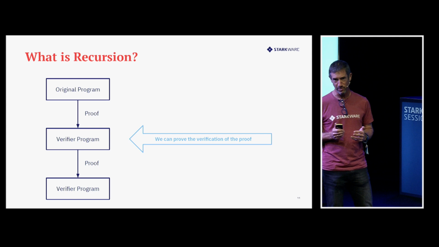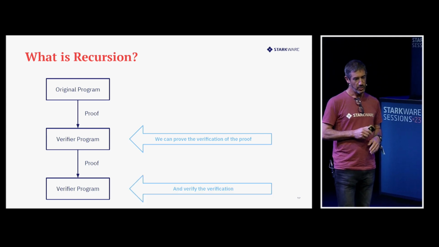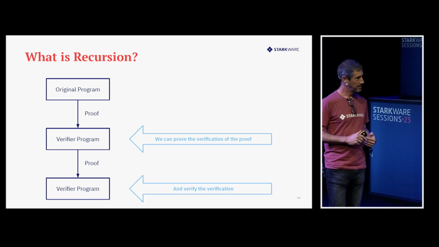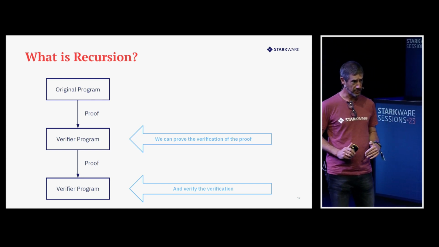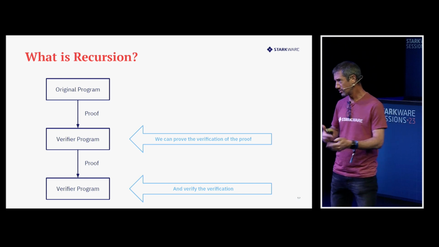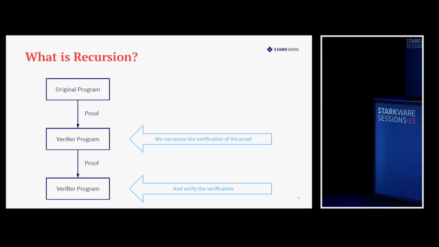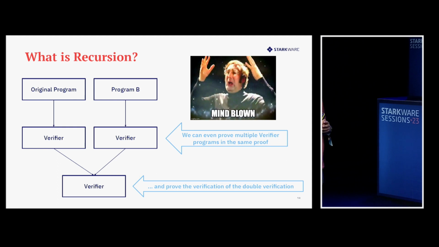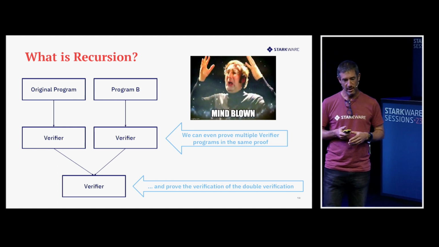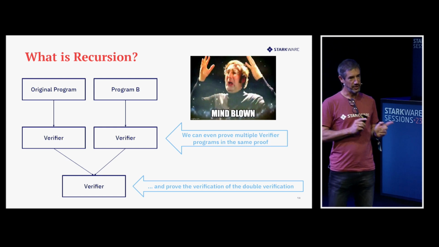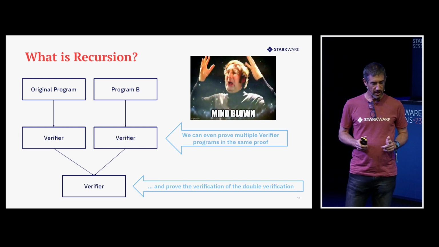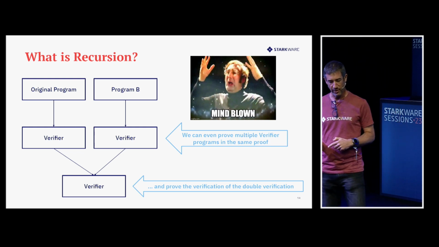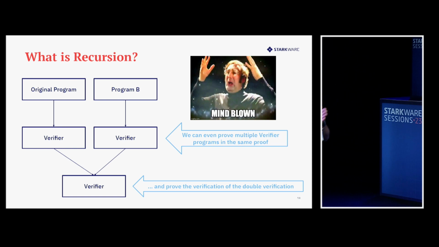Oh, now it becomes a little bit more tricky. And we can verify that verification. So bottom line, we did a verification of a proof of a verification. Now, this doesn't seem too interesting because we could repeat this forever, and what do we gain? Well, this is the critical point. We can actually even prove multiple verifier programs verify the proof correctly. And then we can verify that double verification. Now, the 2-to-1 here is the essence of recursion.